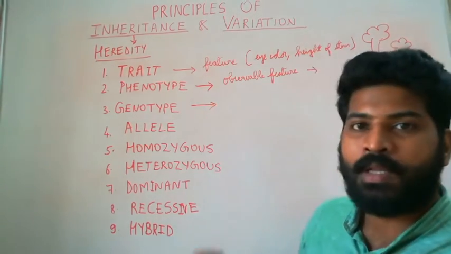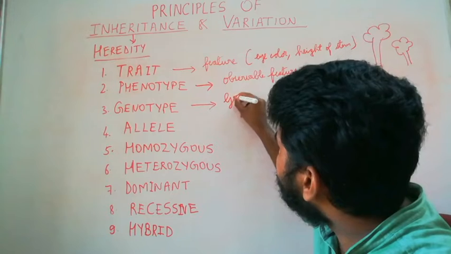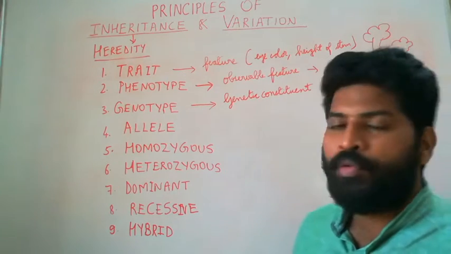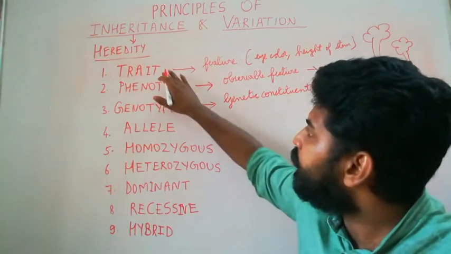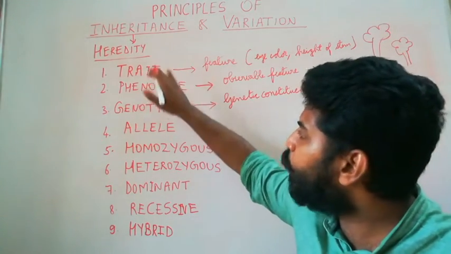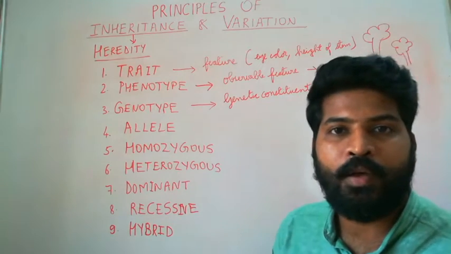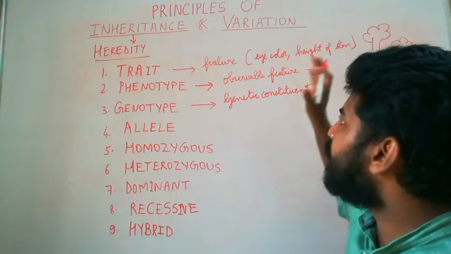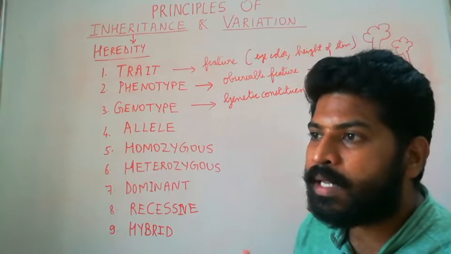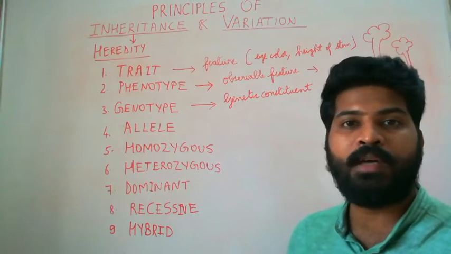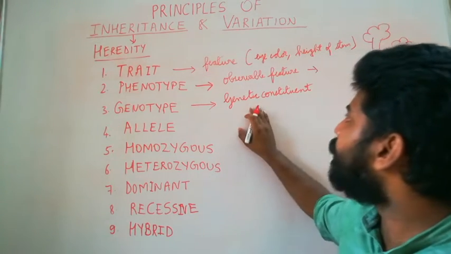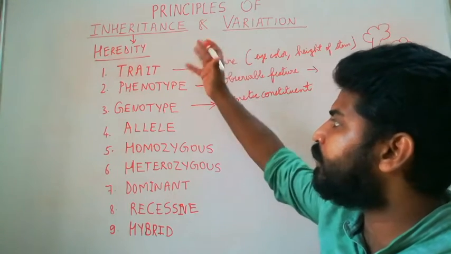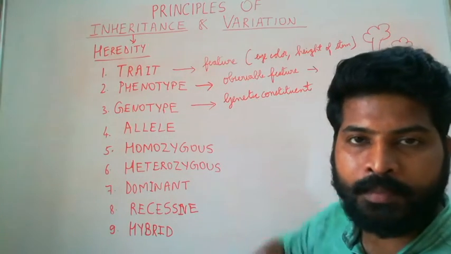Genotype. Genotype is nothing but the genetic makeup or genetic constituent. We know that every trait is controlled by a gene. So what is the genetic makeup of height of the stem, or what is the gene that is responsible for the color of the eye? So the genetic makeup or genetic constituent of the trait is its genotype.